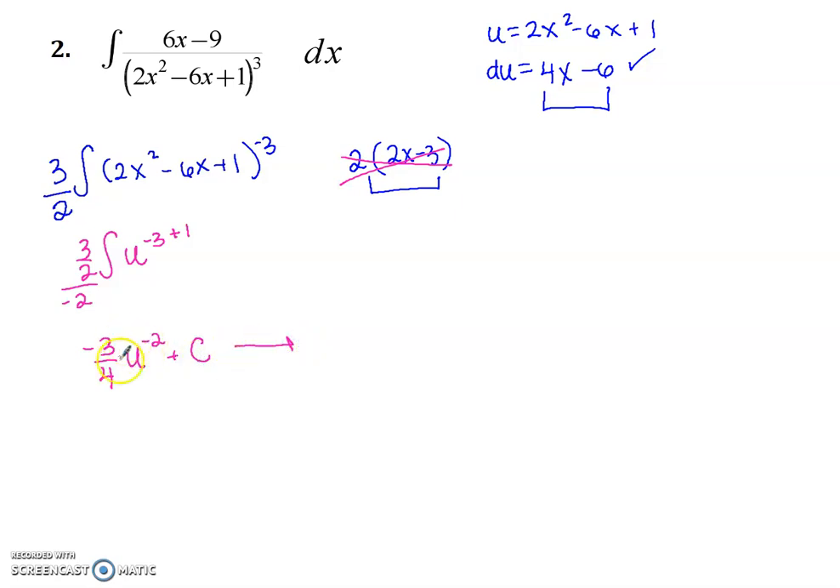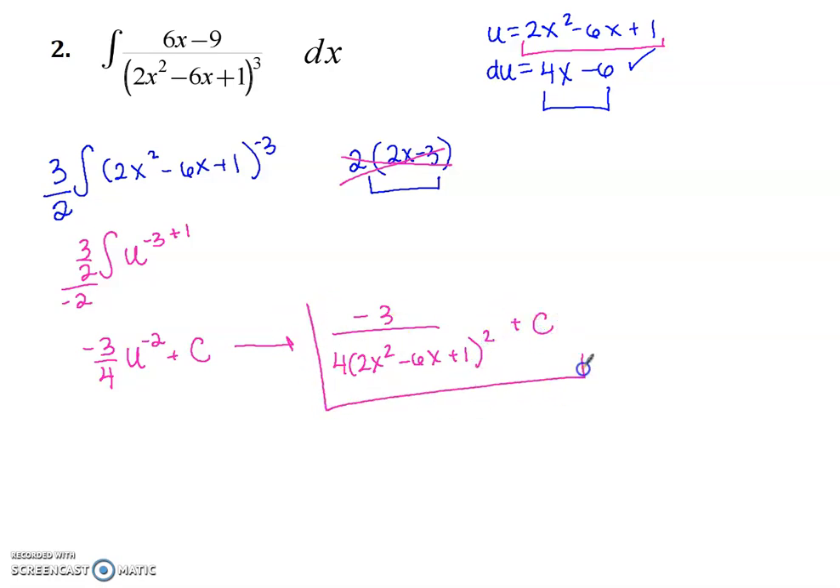And just like on the last one, I need to move this back to the bottom and put the u back in. So that'll be negative 3 times 4, or negative 3 over 4 times 2x squared minus 6x plus 1 squared, and then plus c.